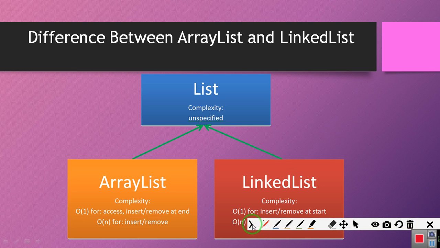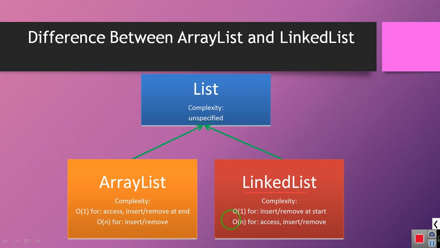Same things about the LinkedList. LinkedList is better, meaning big O of 1, if we want to insert or remove at the start, and big O of n, the large, worst complexity, for access and insert or remove. If we want to access, it will require that much, and for insert and remove also big O of n, because we have to go to that location, meaning one by one we have to traverse, and then we will be able to access that element.